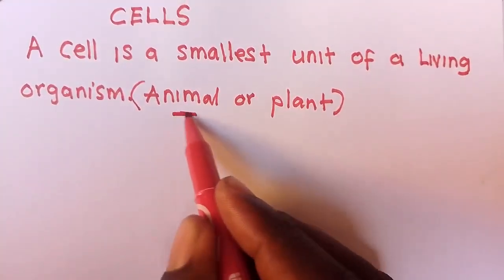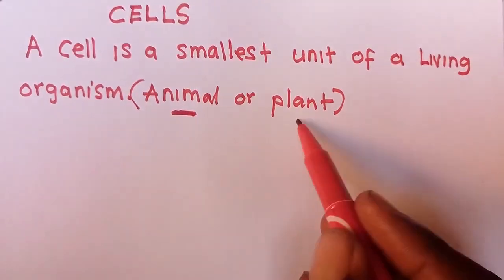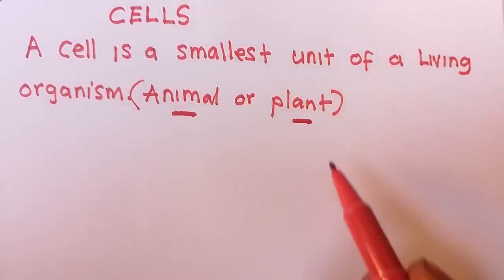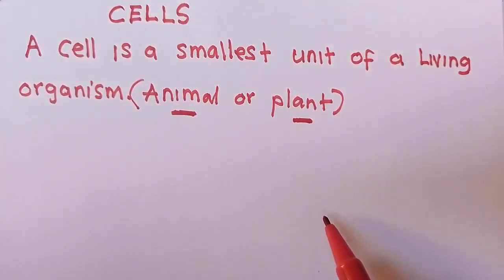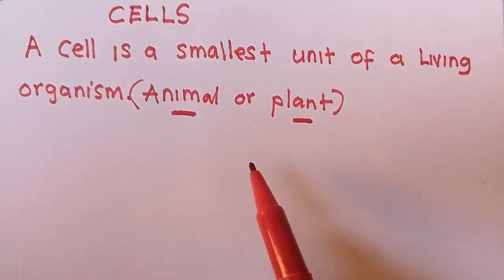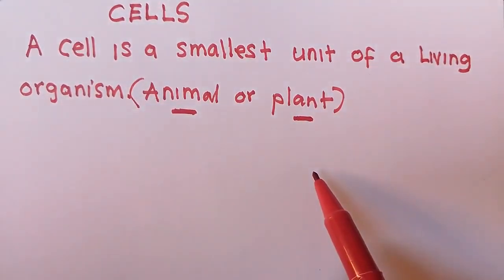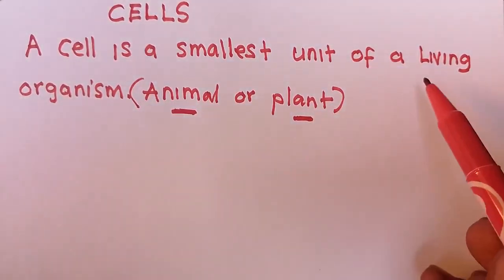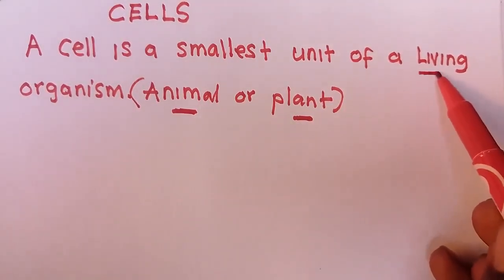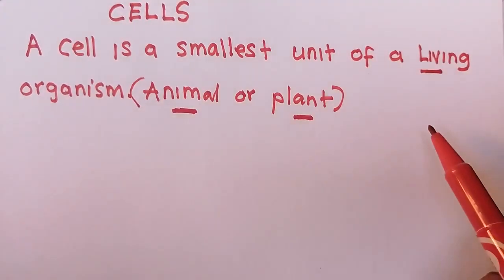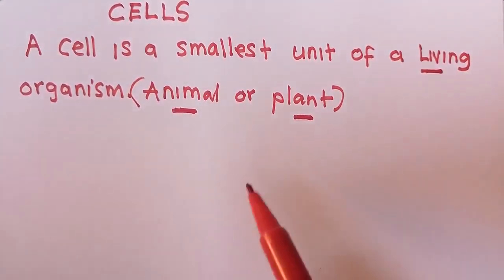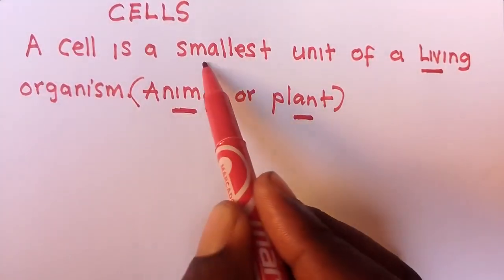A cell can be found in an animal. A cell can also be found in a plant. So we are saying that a cell is the smallest unit of a living organism. So we are talking about a what? A living organism. Keep that. So you know that a cell is the smallest.